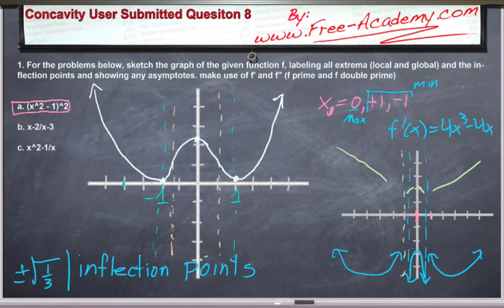So that is the process that we use for doing sketching, and you can't get it any more accurate than this unless you actually plug some points into your equation for f of x, which you are welcome to do if you like.